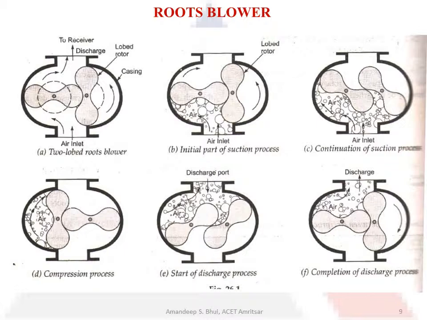And in diagram D, we can see the air trapped between the lobe and the casing here. And in diagram E, we can see that this air is now in contact with the discharge port, where the high pressure air is available, and this high pressure air starts to move inwards towards the low pressure air that is trapped between the lobe and the casing. This high pressure air movement takes place until the pressure of the inlet air, or the low pressure air, is also increased, and then this air gets delivered at high pressure towards the discharge side.